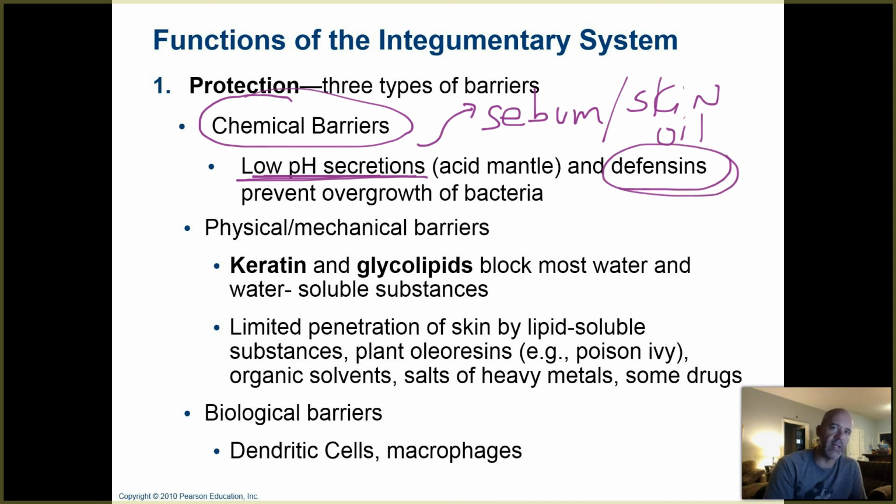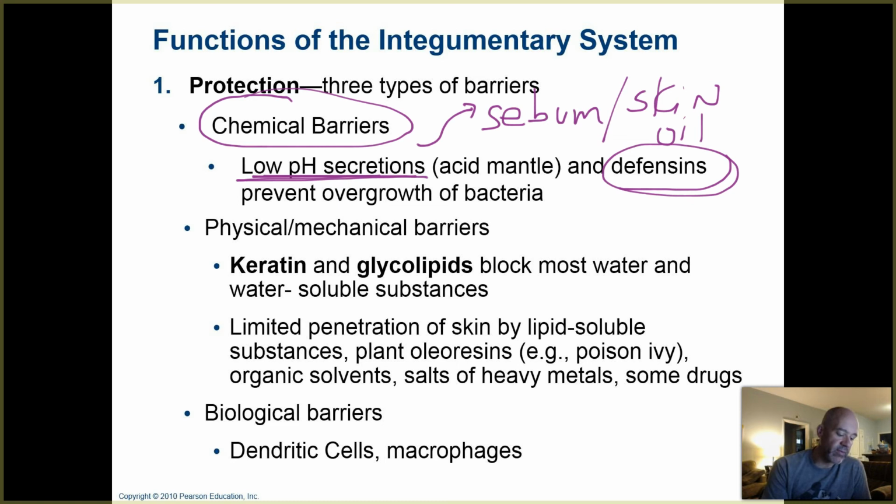And you also have certain kinds of proteins called defensins. Those are types of proteins that are made in the skin, and they kill some types of bacteria or inhibit their growth. So those are chemical barriers there, because one of the main jobs of your skin is to protect you from attack by microscopic organisms like bacteria.